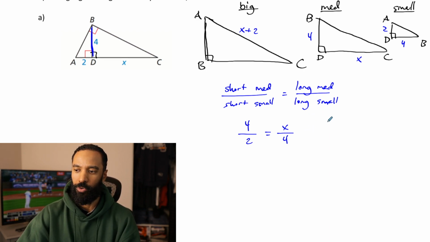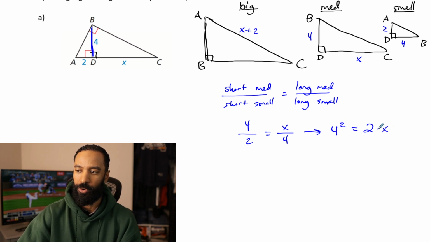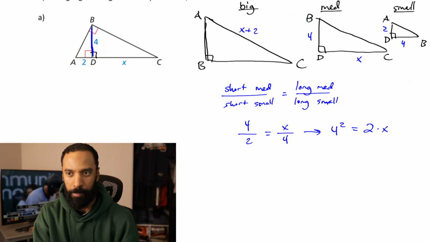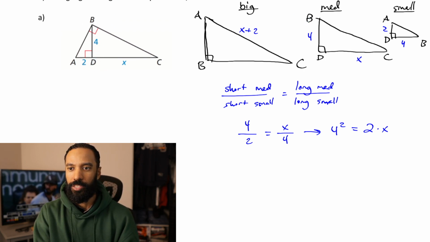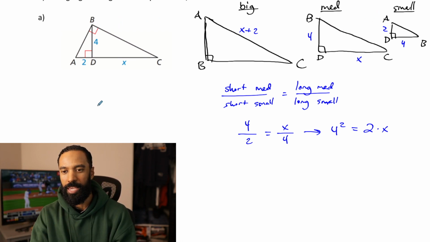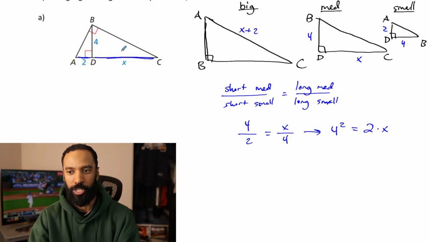In doing so, I'm going to write it here as 4 squared equals 2 times x. I know 4 squared is 16, but I want to bring up something else as well, which is geometric means. 4 is not only just two different parts of two different triangles, it also represents the geometric mean of these two split parts of the hypotenuse of the big triangle.